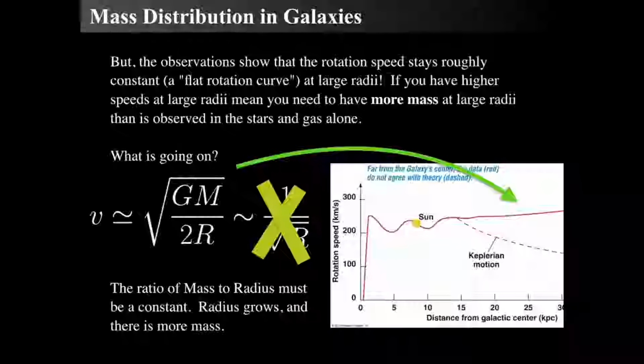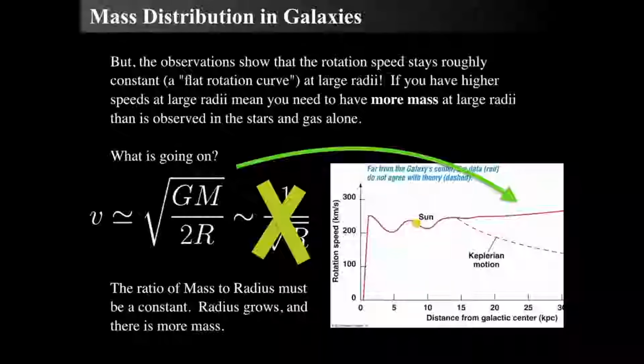It stays flat. The only way for that to happen is for the amount of mass in the disk to grow at the same rate that the radius grows. So there is more mass as you go out further and further. And that's the only way for this to occur.